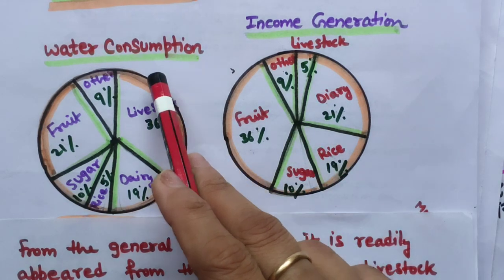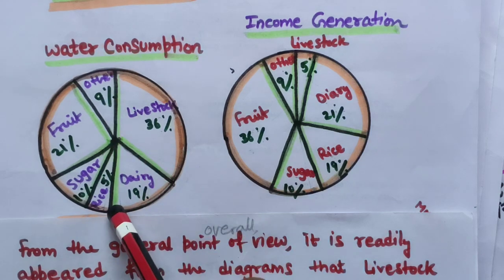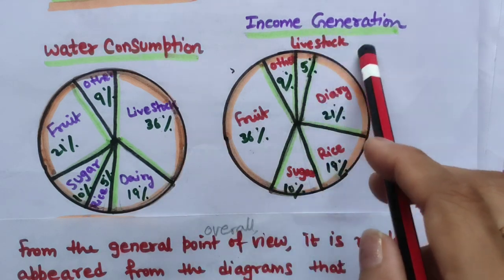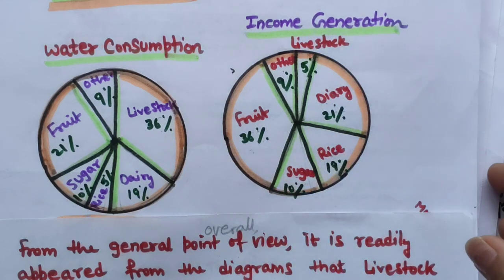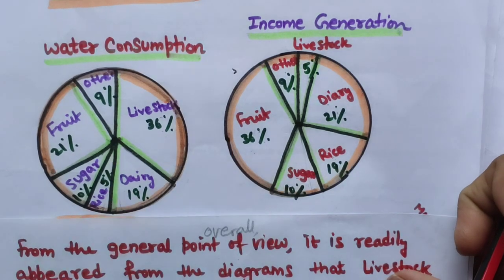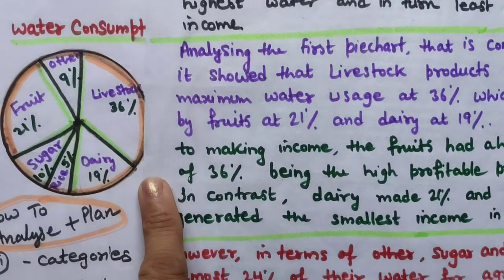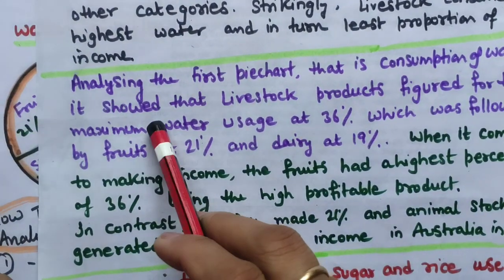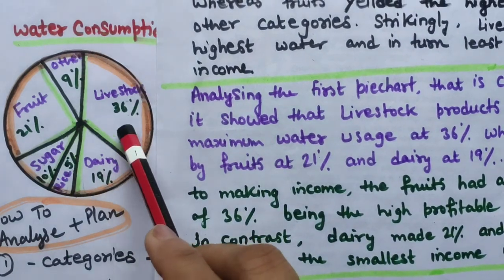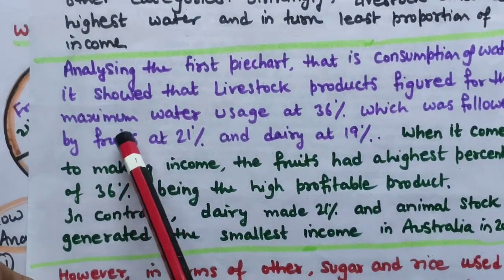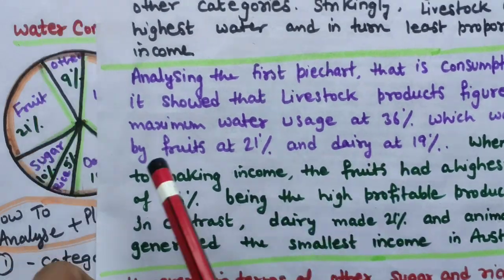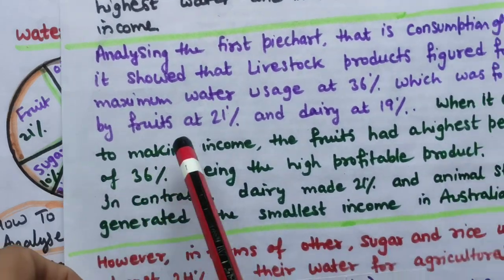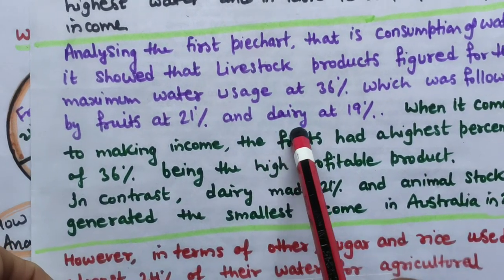First I will talk about this, and then we will talk about these three categories. First I will talk about water consumption, and then in return what they have given to the country, that we will be using. Okay, I will show you the first paragraph. See this, what I have written. Analyzing the first pie chart, that is consumption of water, it showed that livestock products figured for the maximum water usage at 36%, which was followed by fruits at 21% and dairy at 19%.